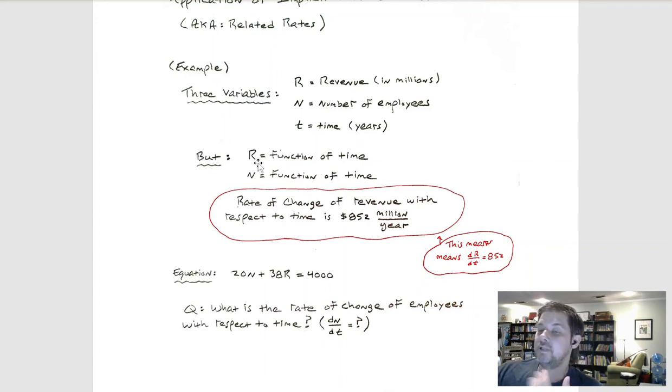Now, suppose we know in addition to that, that R is a function of time, like the revenue varies over time. It might go up and down over time. And N, the number of employees, is also a function of time. Okay.